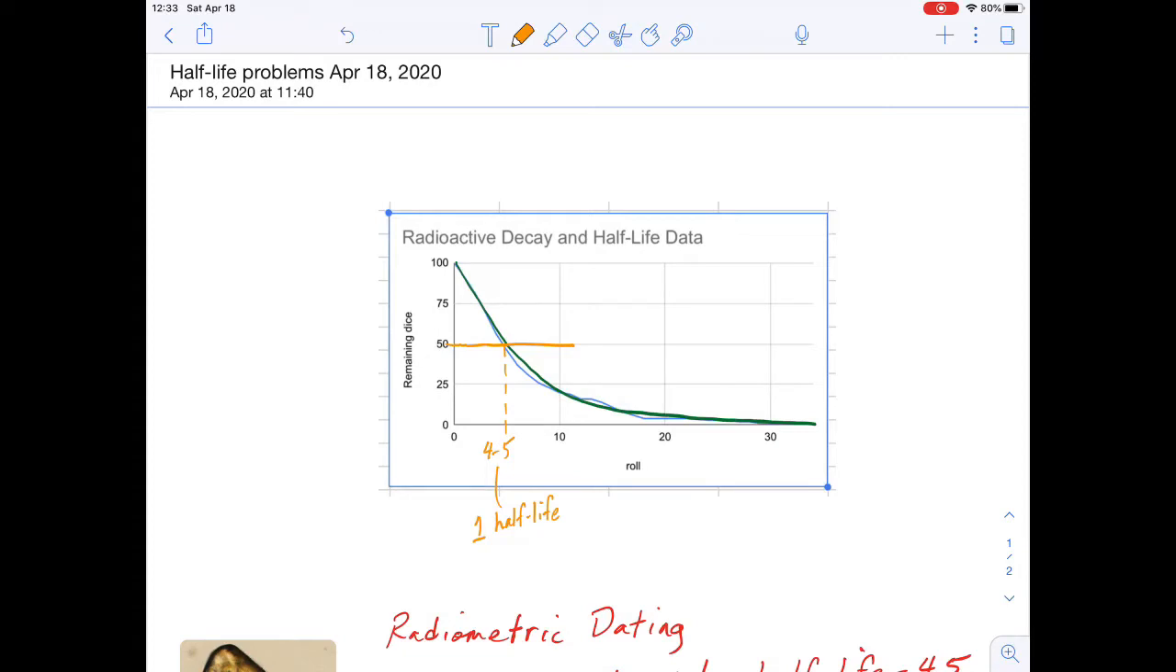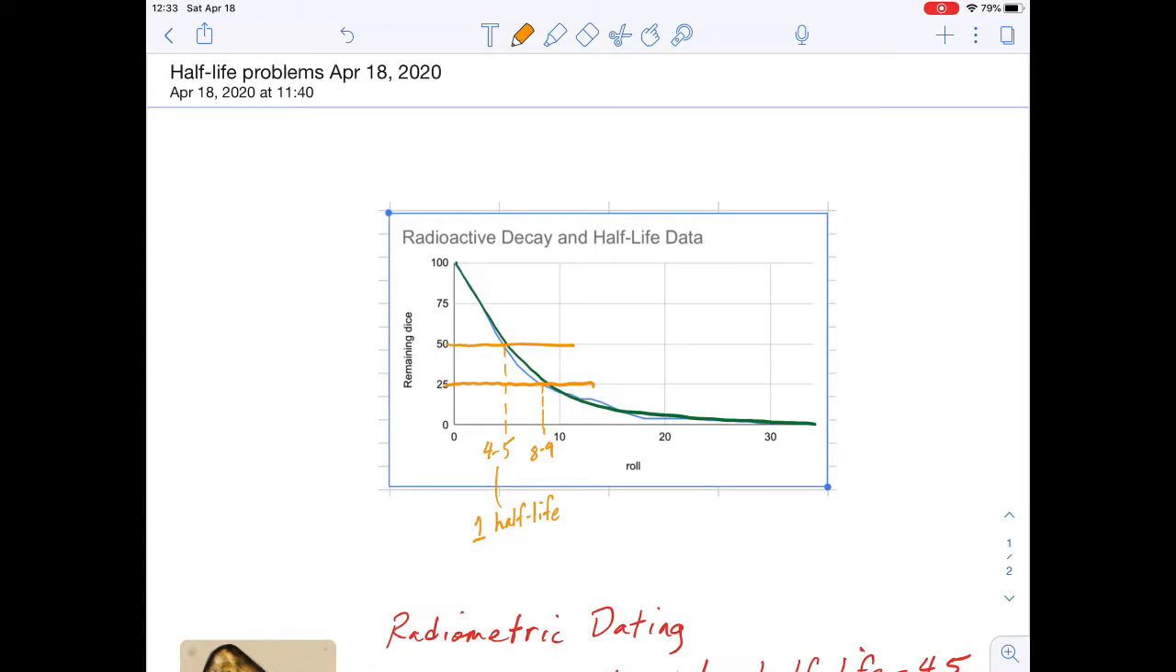And we can check this by looking at what happens after another half-life. Well, what does that mean, another half-life? Well, it means that we cut what remains in half again. That's right there. So, if we come down from the curve somewhere about here, we see that we're in the 8 to 9 rolls. So, 4 to 5 is one half-life, 8 to 9 is the second half-life.